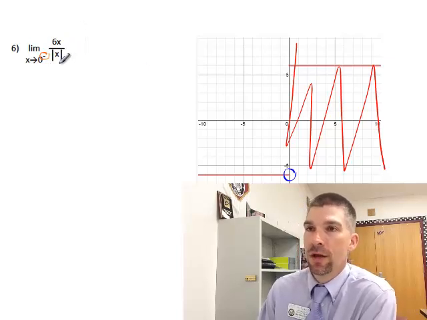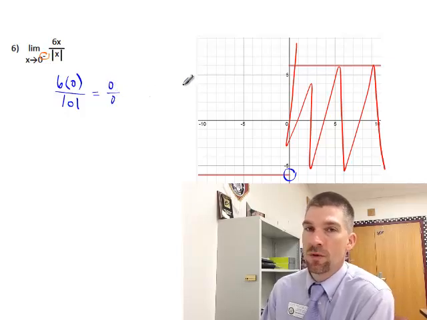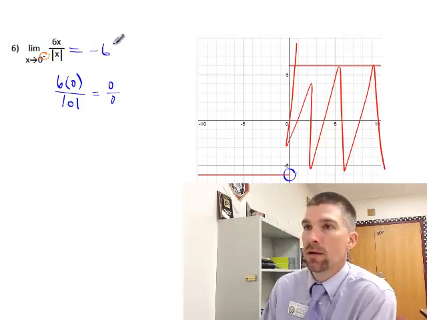And again, if you look at this, when you put 0 in for x, you get 0 divided by 0. So this is what's called an indeterminate form. You can't have it. But what are we approaching? We are approaching -6.